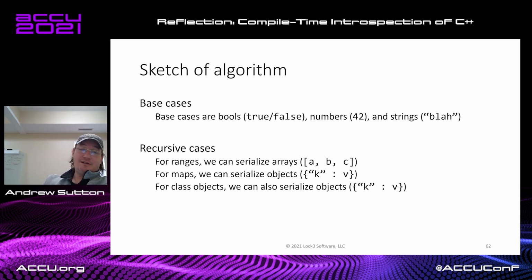And then for ranges, and I do mean this in terms of concepts, we can serialize an array. If we have a map or an associative container, maybe we can serialize objects with key value pairs. Although that gets interesting if you have to serialize a map with non-textual keys. So that's probably not going to happen very cleanly, unless we have toString defined for everything. And then for class objects, just arbitrary objects like player, game, health, and magic, we'd want to just serialize objects for these things.